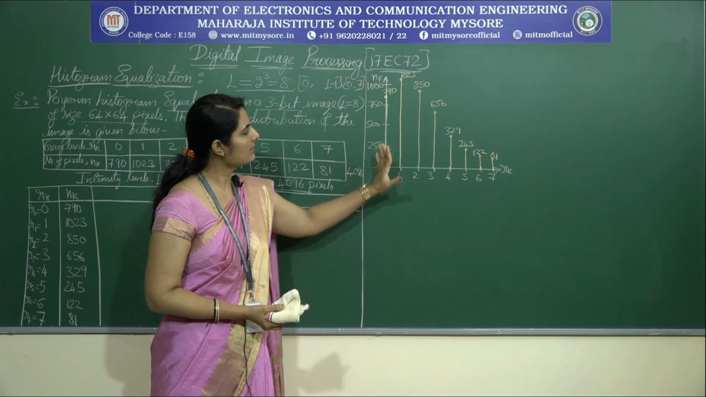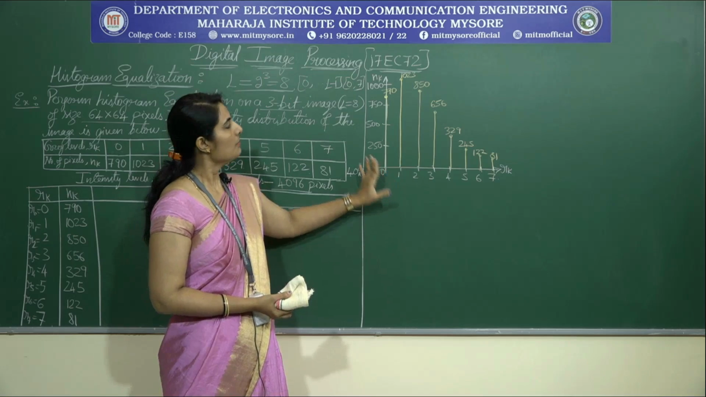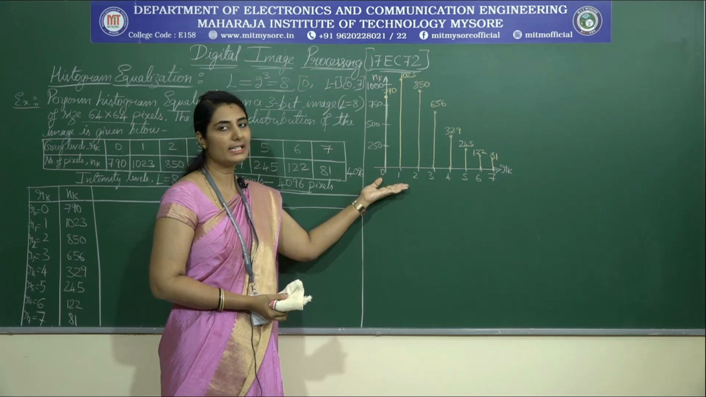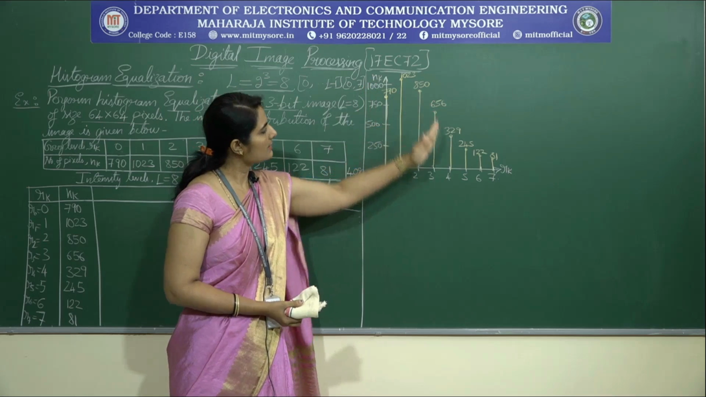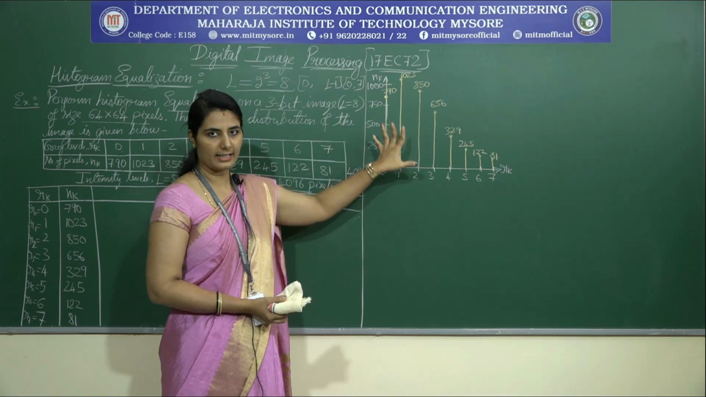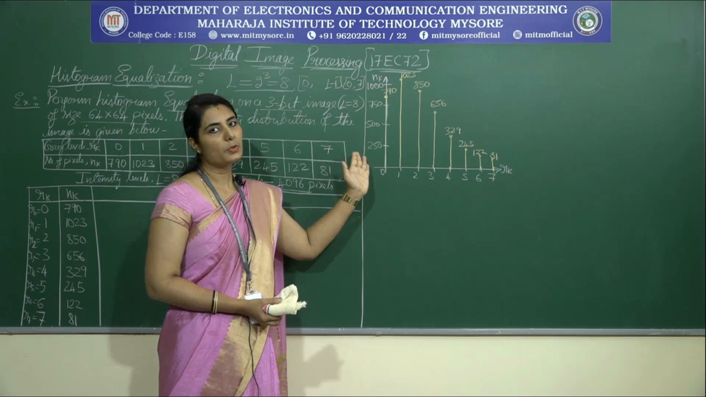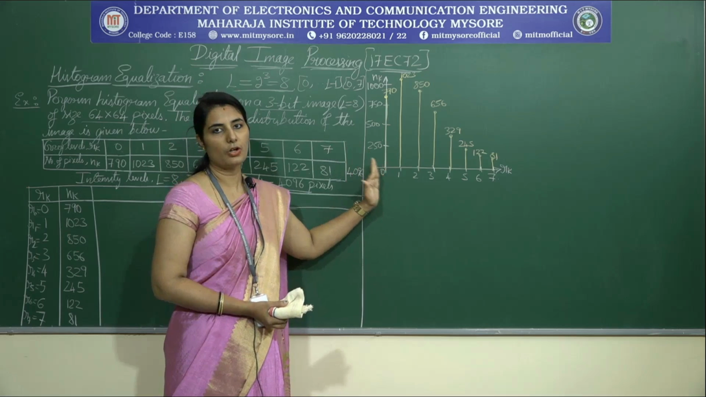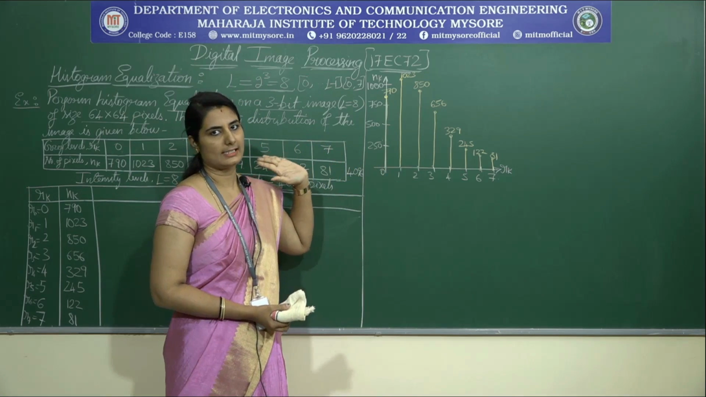So now look at this graph. Here we can easily make out that more pixels lie towards the lower intensity levels, that is towards 0. So from this we can say that this is a darker image, a poor quality image. We need to improve the quality and the contrast of this image. For that we use histogram equalization.